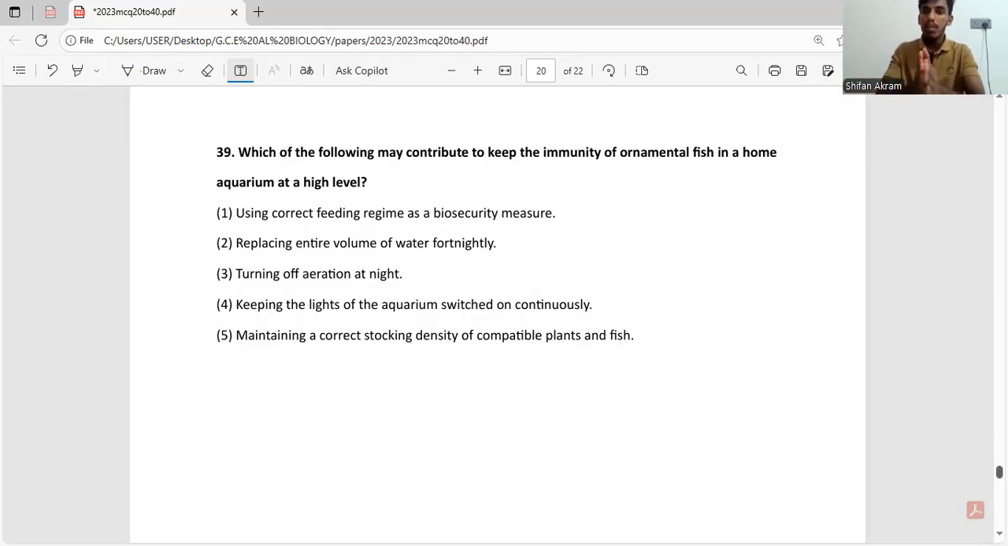So what are compatible plants and fishes? Compatible plants and fishes means fishes that can live with each other peacefully. They don't fight with each other. They don't fight for the food, right? If fish fight for the food too much, one fish will die, because it doesn't get enough food. So compatible fishes are fishes that can live with each other. Same with plants. So maintaining correct density of plants and animals will keep the immunity of the fish high. So that statement is correct.